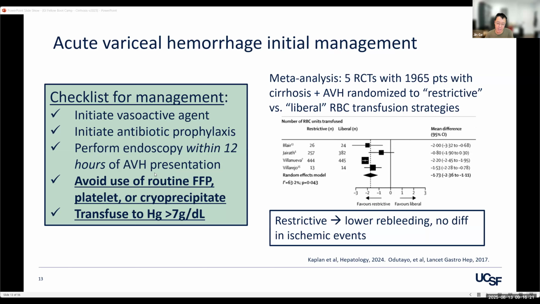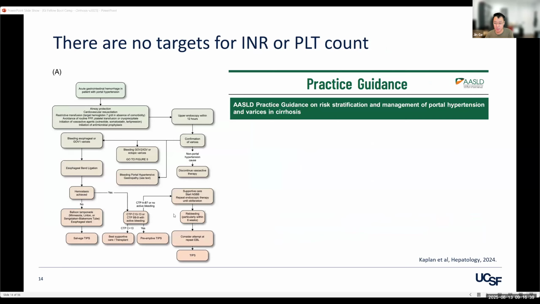And the thought here is that if you end up giving additional products that are not red blood cells in this situation, you may actually precipitate an increase in the portal pressures and inadvertently worsen the bleeding. So this is one of those ironic situations where FFP and platelets may not be helpful in the acute management. There are actually no targets for INR or platelet count, and this is recognizing that a lot of these patients have large spleens and thrombocytopenia that are refractory to transfusing platelets.